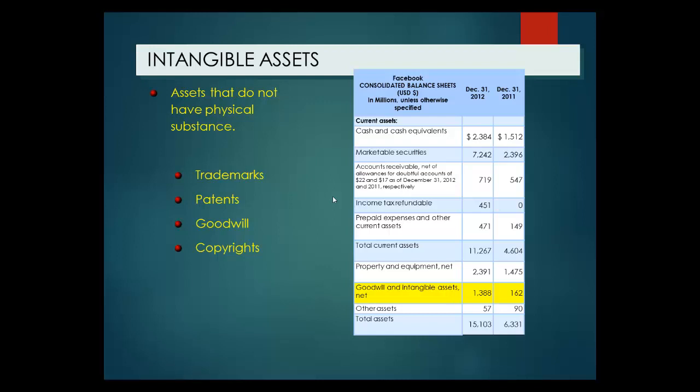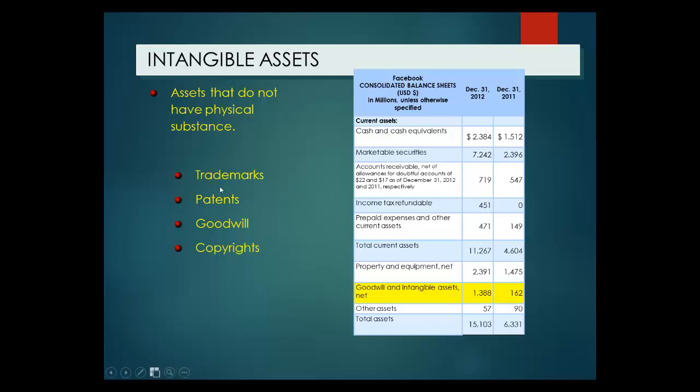All right, we're going to switch companies here and look at Facebook and look at something called intangible assets, or assets that do not have a physical substance. These assets are trademarks, patents, goodwill, and copyrights. So trademarks, if you think about the Nike swoosh, if you think about any sort of company logo on the clothes that we wear, that would be a trademark. And if it has value on the balance sheet, it will be reported as such under intangible assets.